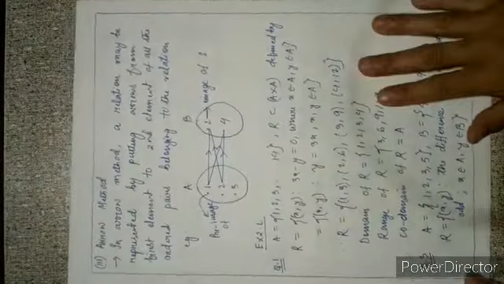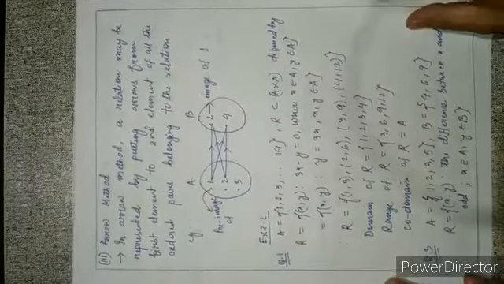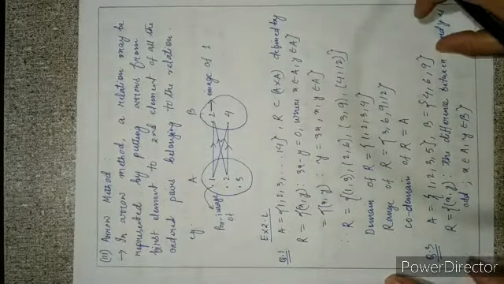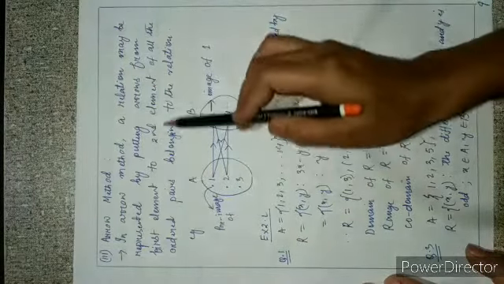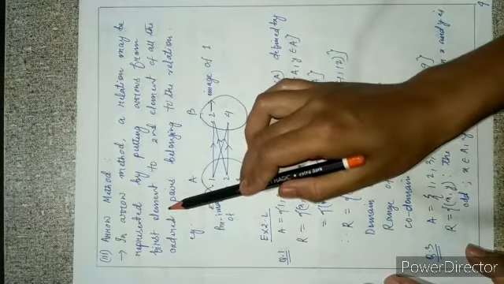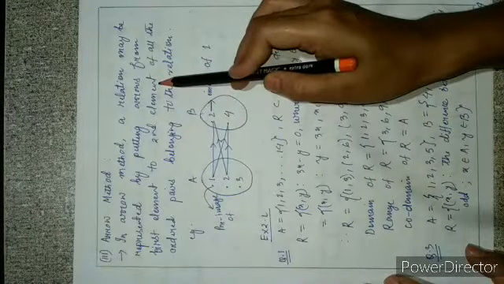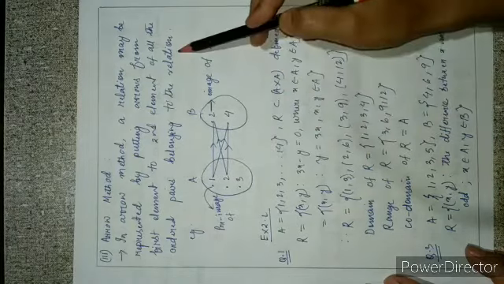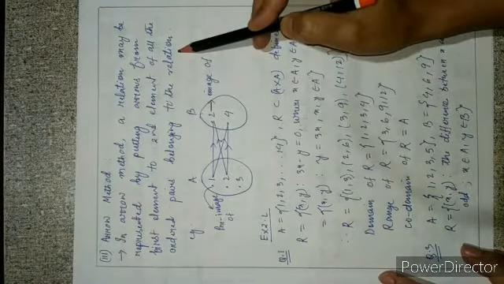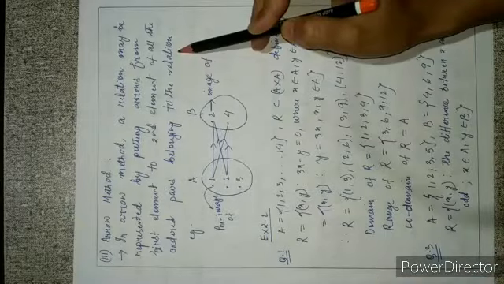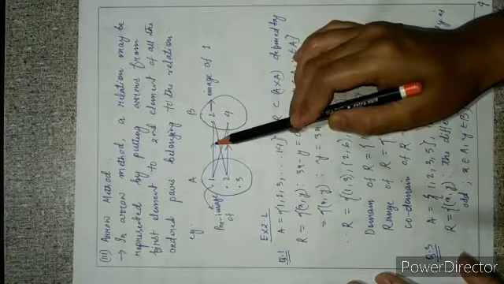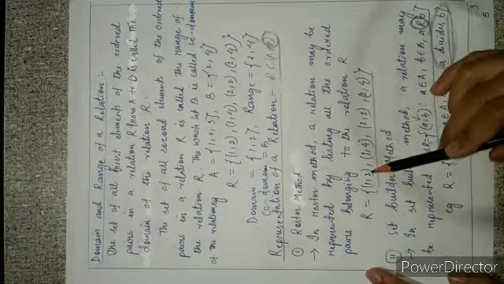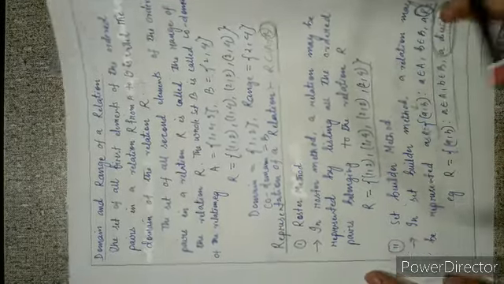Last method, number 3, is the arrow method. In arrow method, a relation may be represented by putting arrows from the first element to the second element, from the first component to the second component of all the ordered pairs belonging to the relation R. Suppose your ordered pairs are (1, 2), (1, 4), (2, 2), (2, 4).